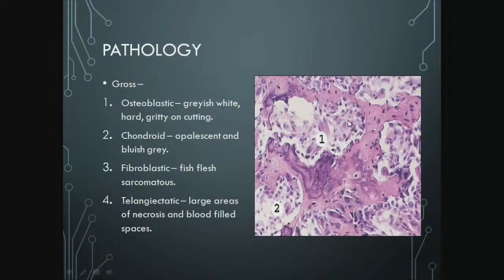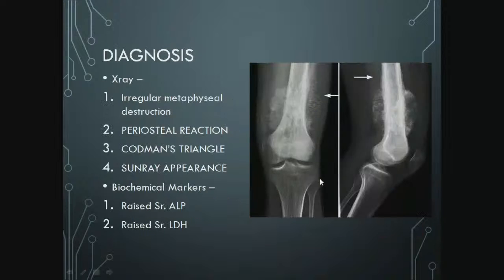This is the area of osteoid matrix formation. On X-ray, quite classical features of osteosarcoma are seen. It's a metaphyseal tumor. There is irregular metaphyseal destruction which occurs.